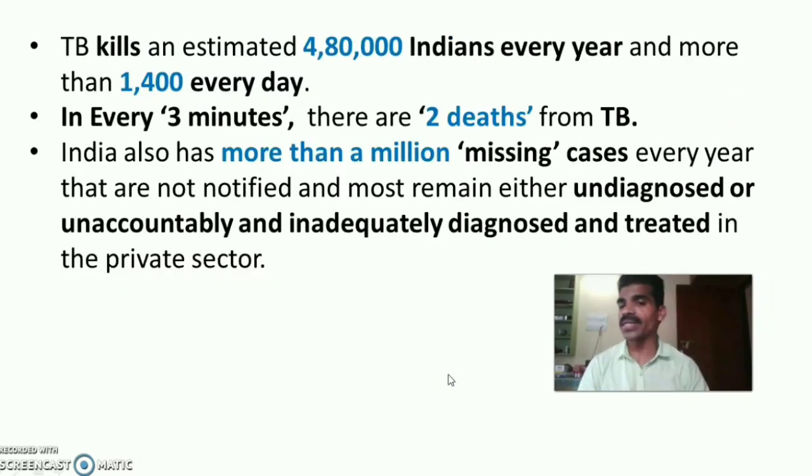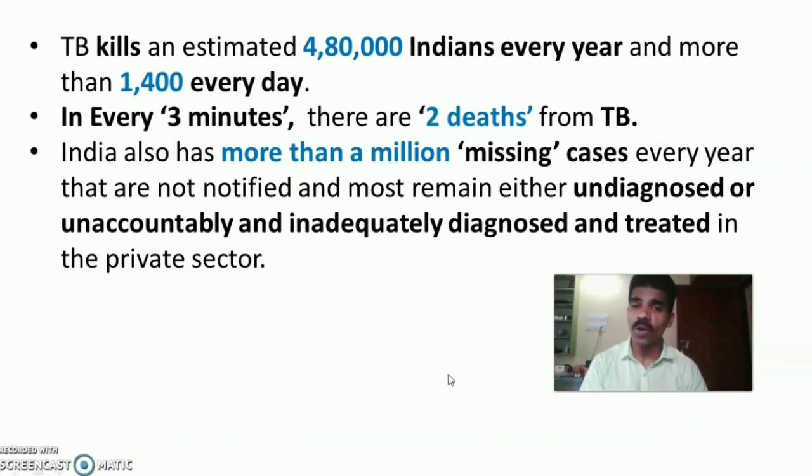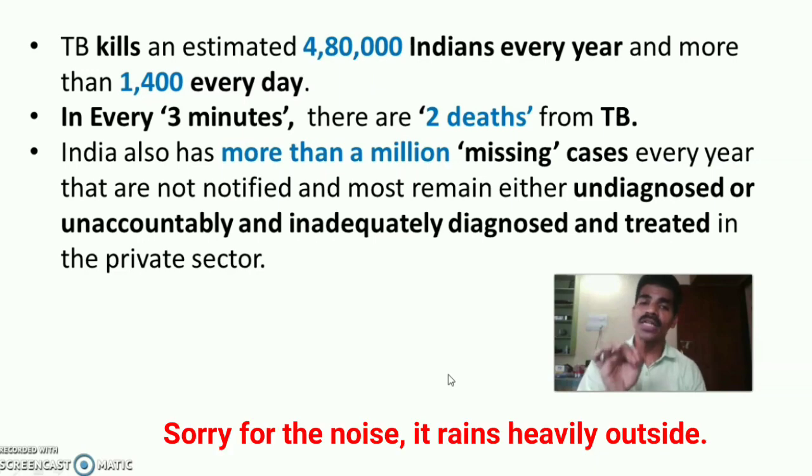Then regarding the mortality statistics, TB kills an estimated 480,000 Indians every year, and more than 1,400 TB patients every day. That is an estimate of 480,000 Indians per year dying from tuberculosis. When considered in a single day, it is nearly 1,400 tuberculosis patients. More than that, every 3 minutes, there are 2 deaths from TB in the Indian population.